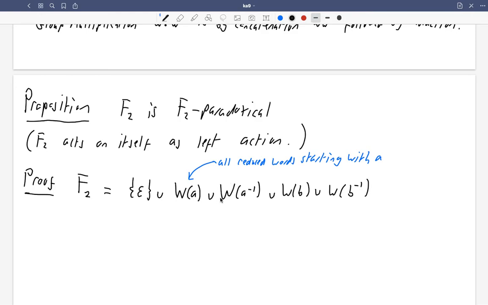Now this equality is literally obvious because the group is all reduced words over the alphabet. A reduced word is either empty, in which case it's in this set, or it's non-empty, in which case it has a first letter, and that first letter is either A or A to the minus 1 or B to the minus 1. So every reduced word, that's every element of F2, falls into exactly one of these sets. So this is a disjoint union.